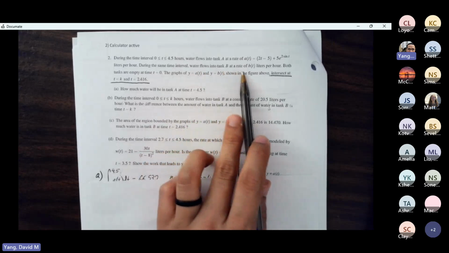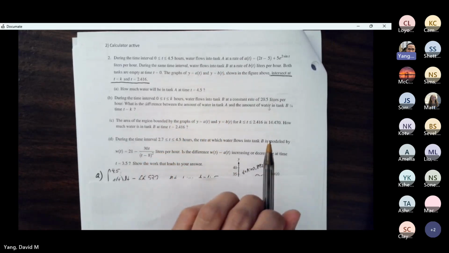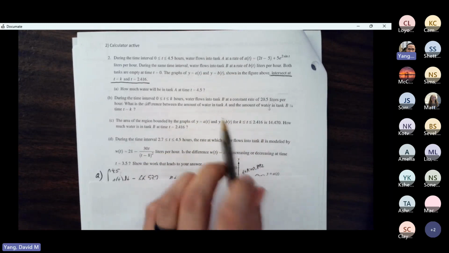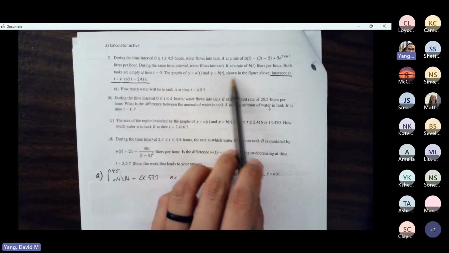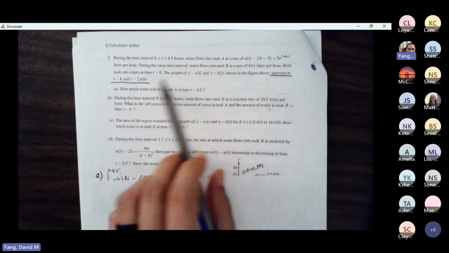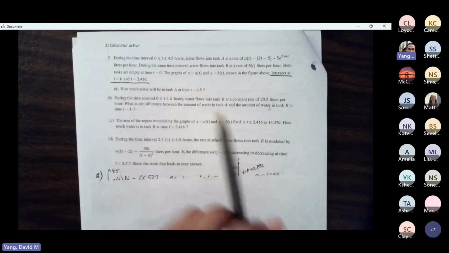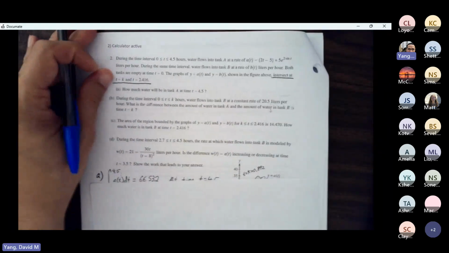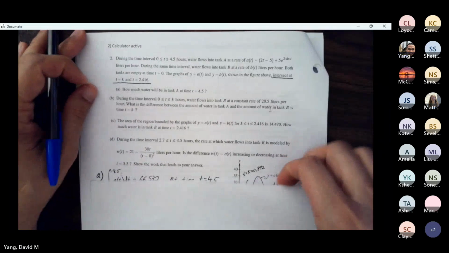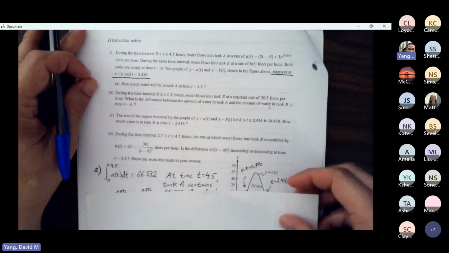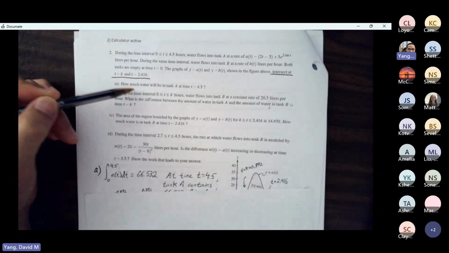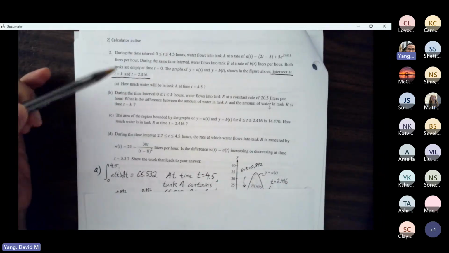During the same time interval, water flows into tank B at a rate of B of t. Both tanks are empty at time t equals 0. The graphs of A of t and B of t are shown, and they intersect at t equals k and t equals 2.416. Starting with part A, how much water will be in tank A at time t equals 4.5?